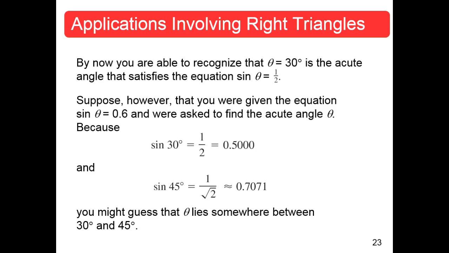Well, you know that sine of 30 is 0.5, and sine of 45 is 1 over root 2, which is 0.707. So you could approximate that theta is somewhere between 30 and 45. It's not a linear relationship, but you can guess it. You might guess that theta lies between 30 and 45 degrees, and you'd be right, but it's not very precise that way. If you use your inverse sine, you get as precise as you can get.